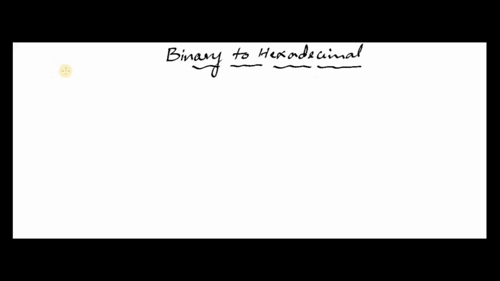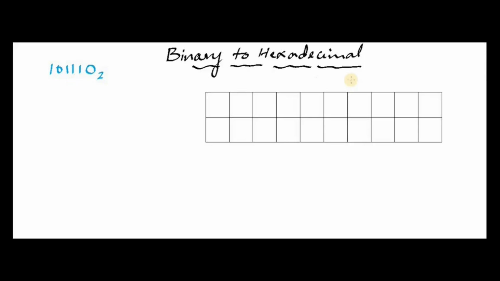So for this I'm going to take a number like 1 0 1 1 1 0. This is the binary number, it's base 2. I'm going to convert this binary number to a hexadecimal number. First of all, we have to draw a binary table, right? The one like this.